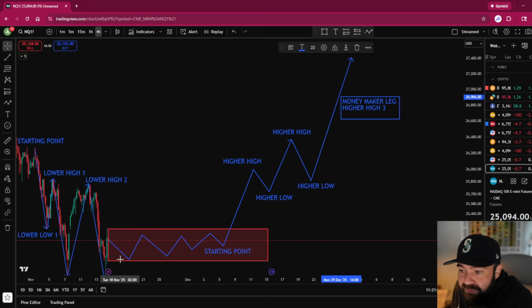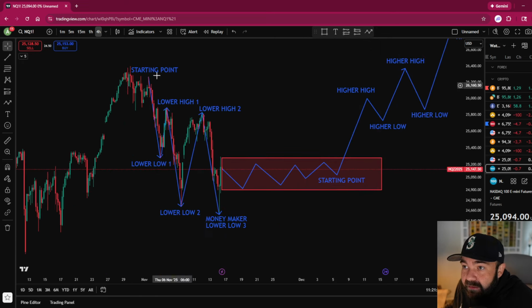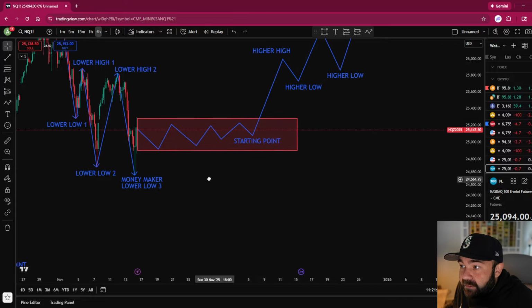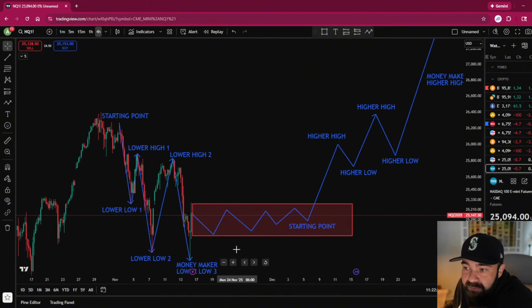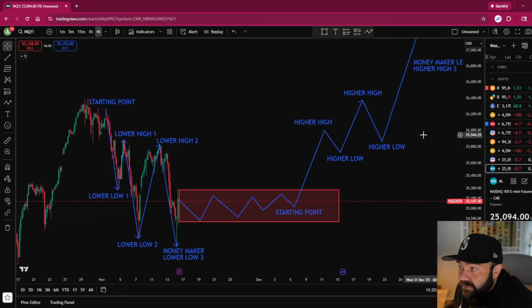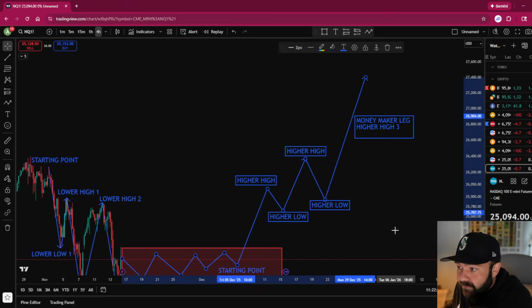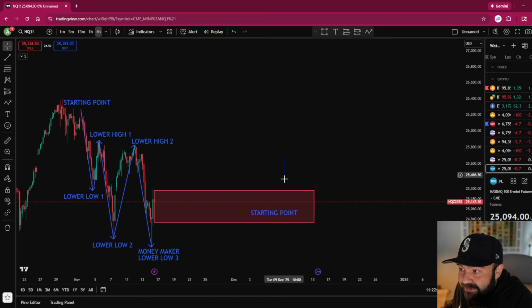If it breaks out bullish after consolidation, you would have higher high, higher low, higher high, higher low, boom, moneymaker leg for higher high 3. We will consolidate, and then this exact path will take place again. You will have a new starting point here, and it will create from your starting point lower low 1, lower high 1, lower low 2, lower high 2, moneymaker leg. The markets are consistent with the patterns and the trends. You can verify this. You can go look at any chart you want to, and you can confirm that this exact pattern will present itself at all times.